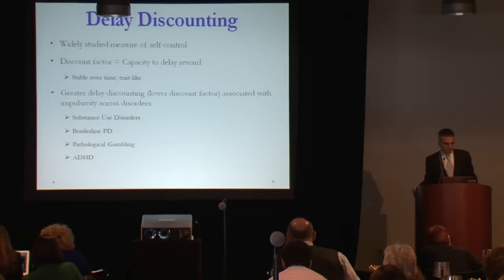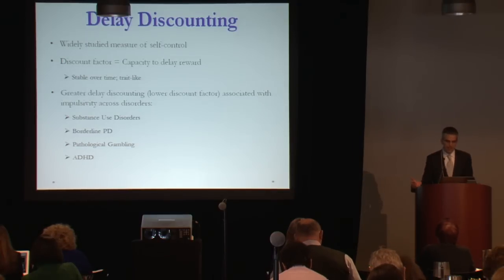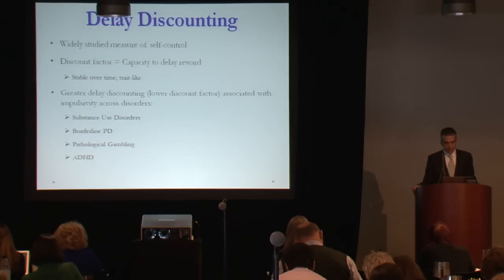psychiatric samples. The tests of delayed discounting yield a discount factor, which is an index of one's capacity to delay reward. And so the higher your discount factor, the greater your capacity to delay reward. The discount factor has been shown to be stable over time. It's a trait-like feature. And greater delayed discounting has been associated with impulsivity across disorders. So in substance use disorder, borderline personality disorder, pathological gambling, ADHD, all of these have been associated with less capacity to delay reward.